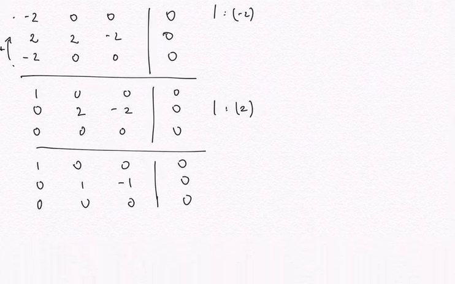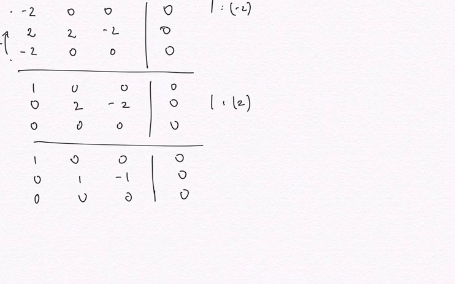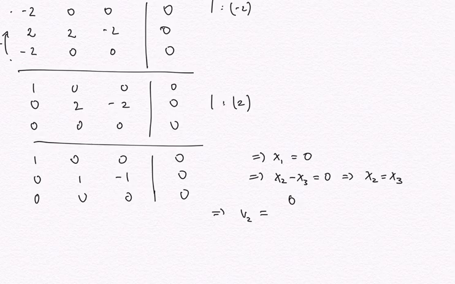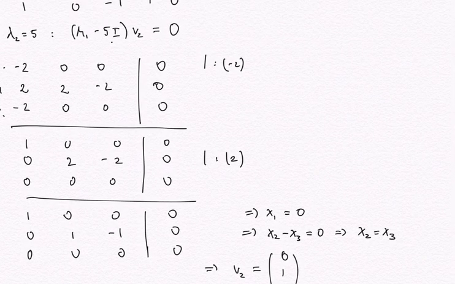Okay. Again, as before, what's standing here? It follows that x1 is equal to 0. And from this line, it follows that x2 minus x3 is equal to 0, or x2 is equal to x3. So therefore, we obtain the second eigenvector as 0. X2 and x3 must be the same, so I can write 1 and 1 here, or 5,000 and 5,000. The two must be the same.